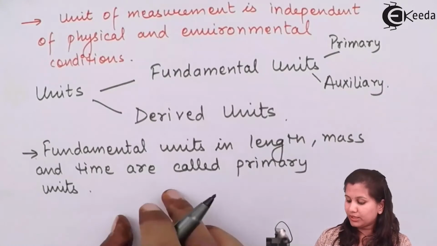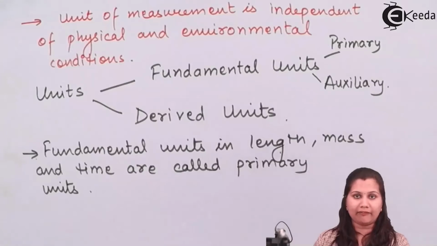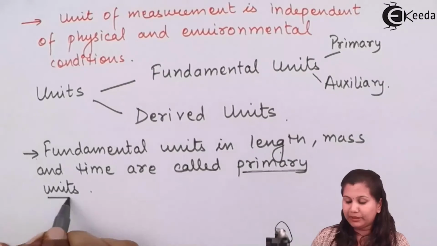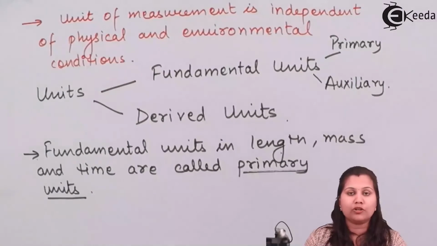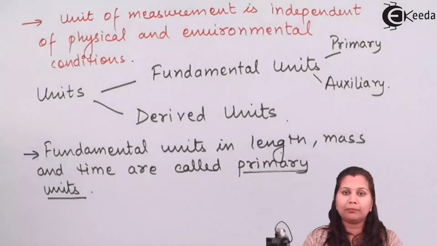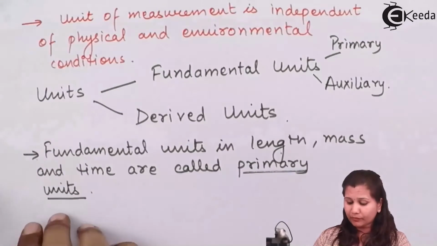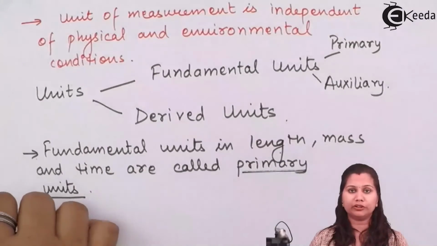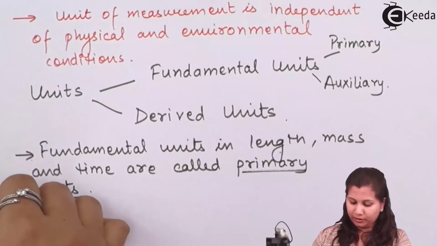Those units are, for length, we have the meter, for mass, we have kilogram, and for time, we have second. So when the units are expressed in terms of the primary units or basic units, they are called the primary fundamental units. So in mechanics, we have three primary fundamental units: length, mass, and time. We cannot express length, mass and time in terms of other units.